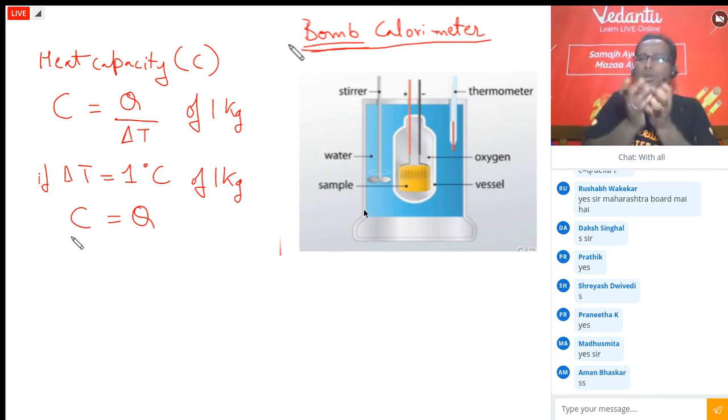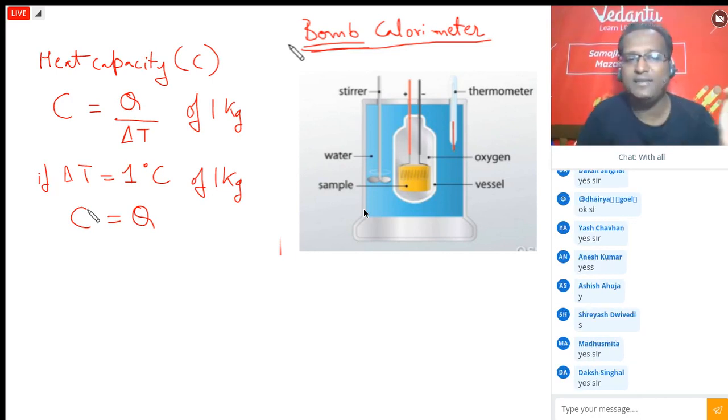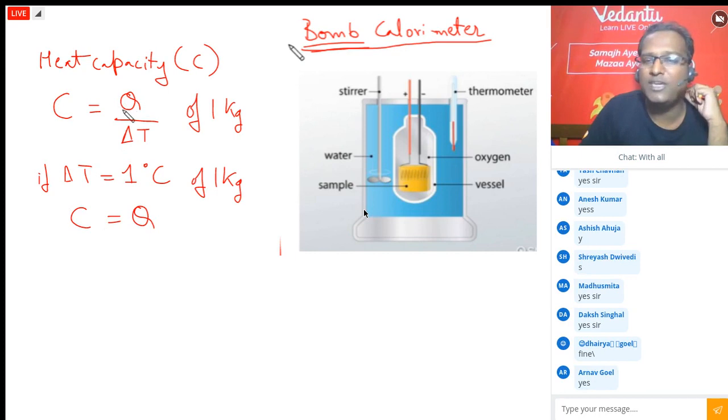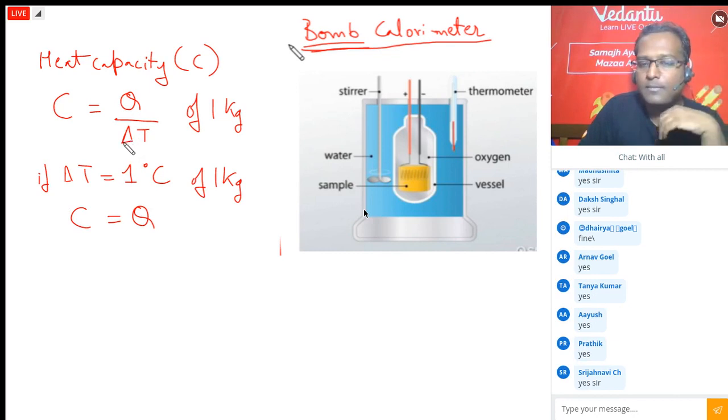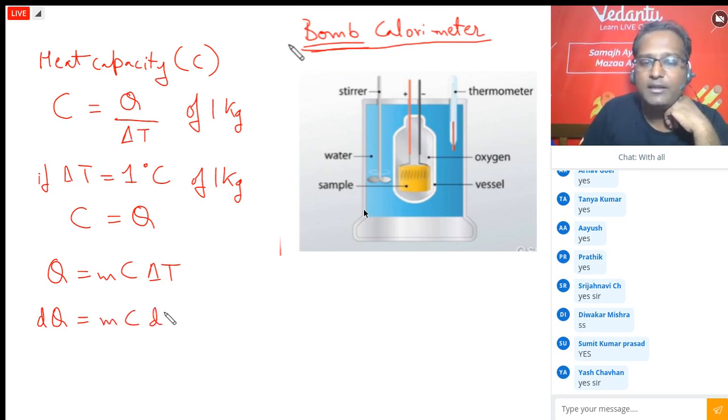The more heat it stores, the less the temperature rise will be. Please check: delta T comes out to be Q by C. Understood? So now when I get rid of this 1 kg value, I will get the formula as this. Now this can also be written as Q = mCdT. Is it clear?